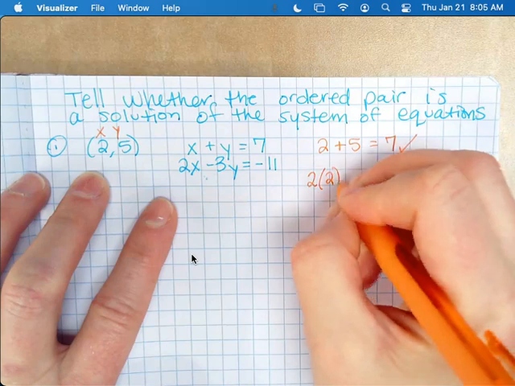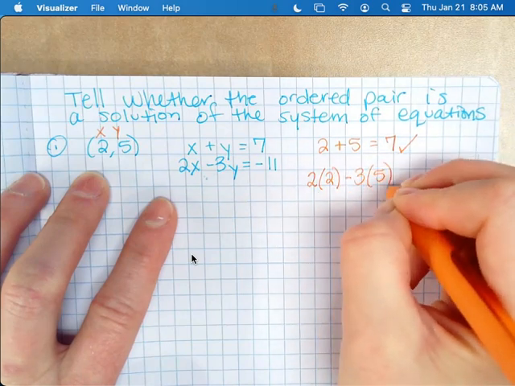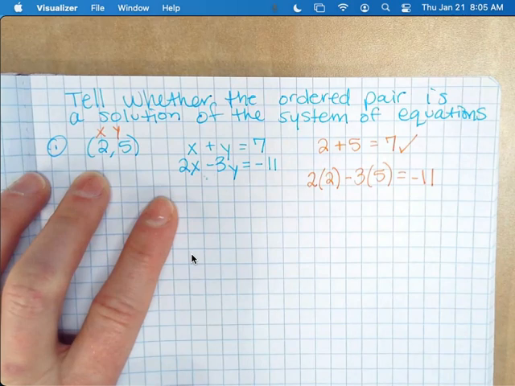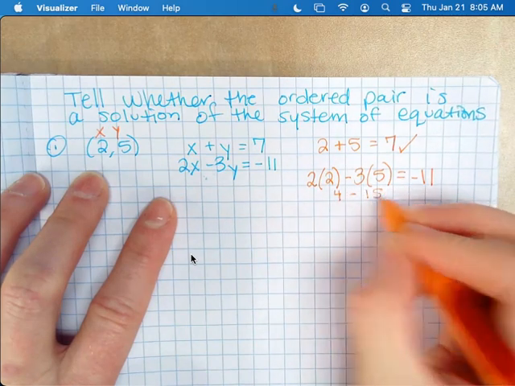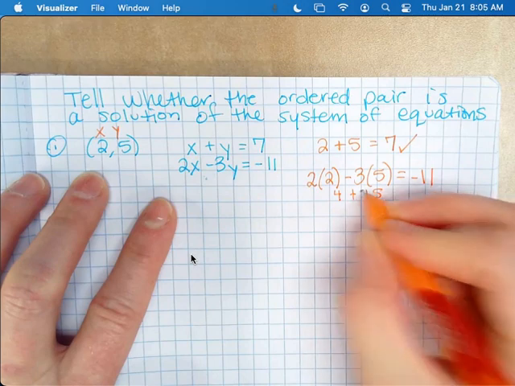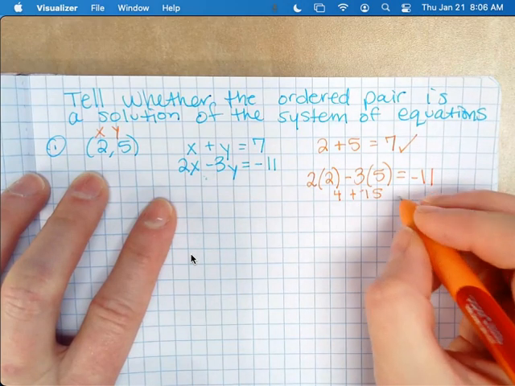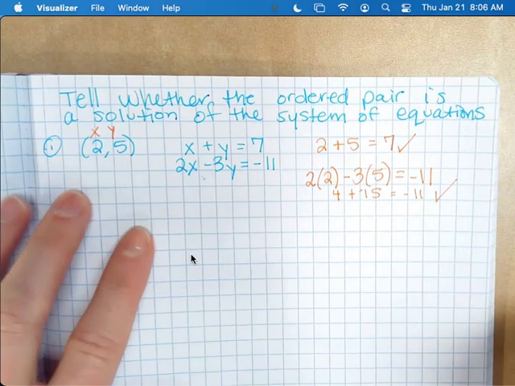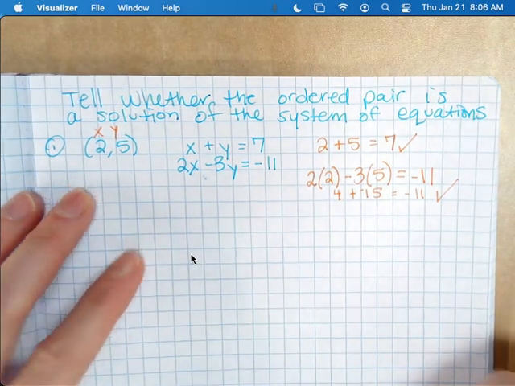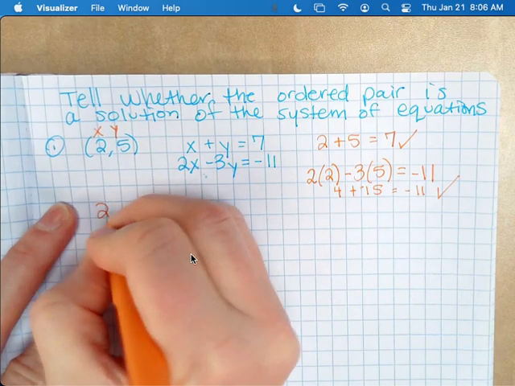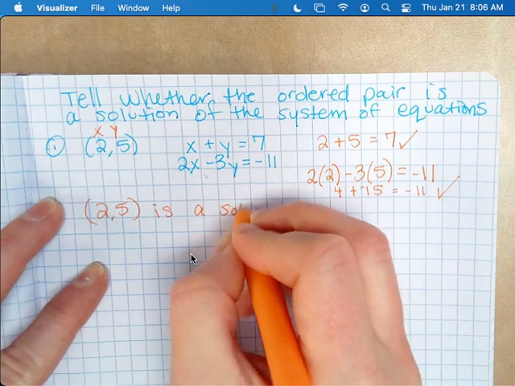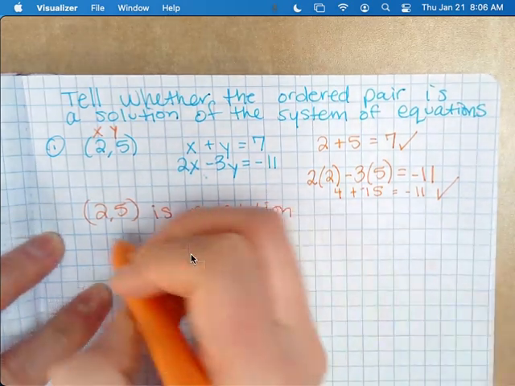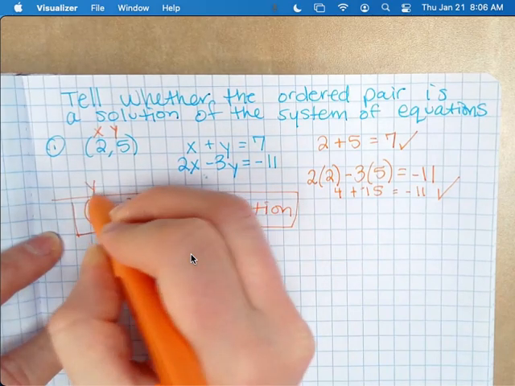2 times 2 minus 3 times 5 equals negative 11. And you see if that's true. 2 times 2 is 4, minus 15. Keep change. That equals negative 11. So yes, it's true. (2, 5) is a solution. Or we can just write yes.